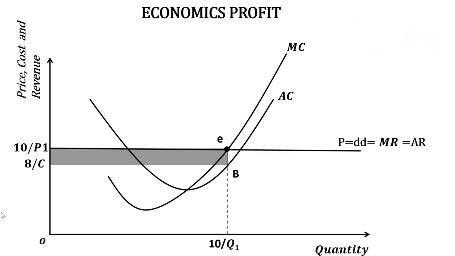You can also do it another way. You can take 10 rand minus 8 rand, which gives you 2. And that 2 times 10 will also give you 20. And that also means that 20 is your economic profit. The shaded area is your economic profit. Look there, you draw the line from the profit maximization point until it reaches the average cost curve, and then you go to the price. That is how we calculate economic profit.